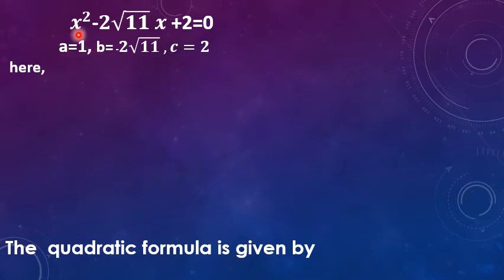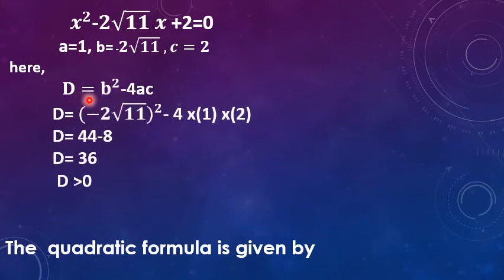So here we compare our standard quadratic equation with the given equation. We get the value of a equals 1, b equals minus 2 under root 11 and c equals 2. As we know, our discriminant is given by D equals b square minus 4ac. On putting all the values of b, a, c, finally we get D equals 36.